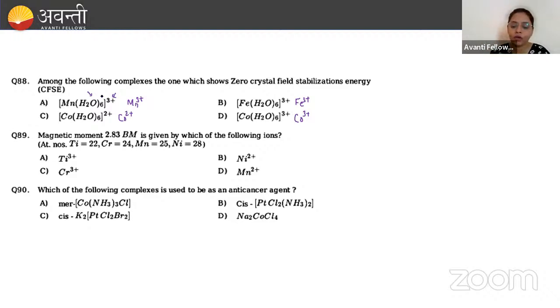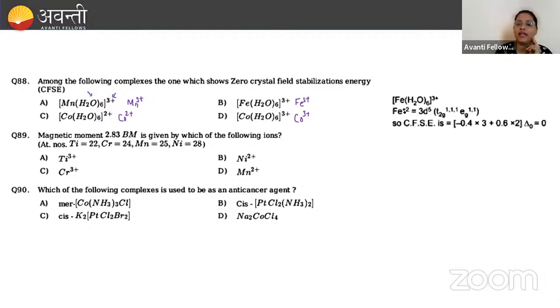given ion. When we calculate the crystal field stabilization energy for the second option, that is Fe3 plus, you can see it has a 3d5 electronic configuration. If I want to determine the t2g and eg electronic distribution, t2g will have 1, 2 and 3 electrons, and at eg 1 and 2. So all electrons are unpaired.